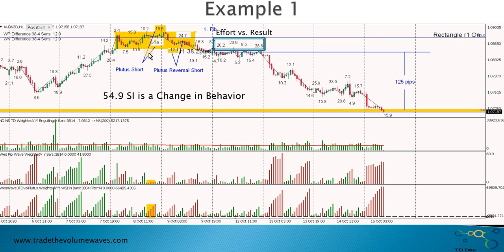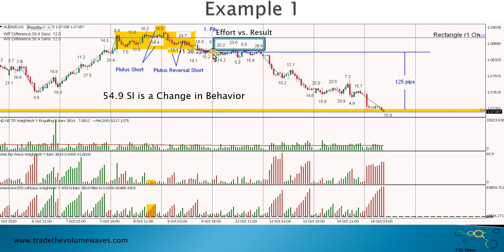So what do we do after we see this? We wait. We wait for the exit of the range, and we need to see just before the exit of the range a nice pattern, either Plutus or Plutus reversal. And in this case, we see a Plutus reversal short, and we break. So this will be my entry down here.